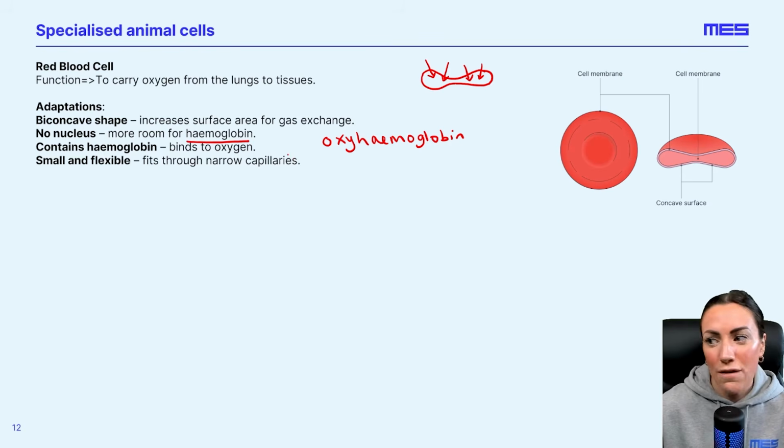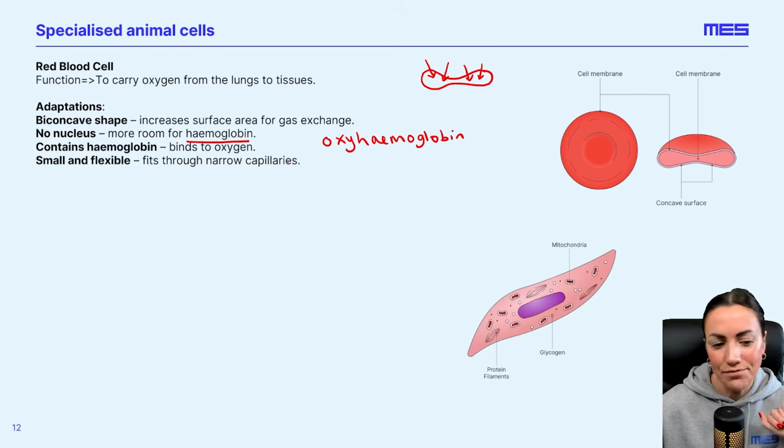They are very small and flexible, so they can fit through the narrowest of blood vessels, which would be the capillaries. In fact, the capillary diameter is about the same as one red blood cell. So they squeeze through the capillaries, one red blood cell at a time.